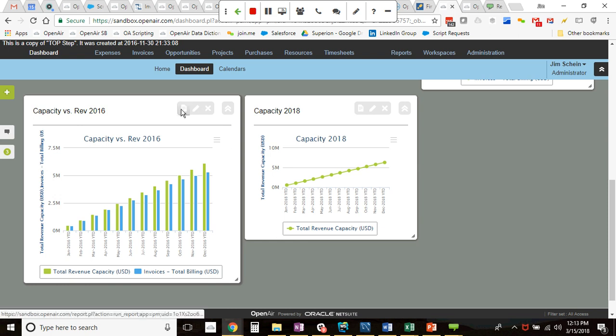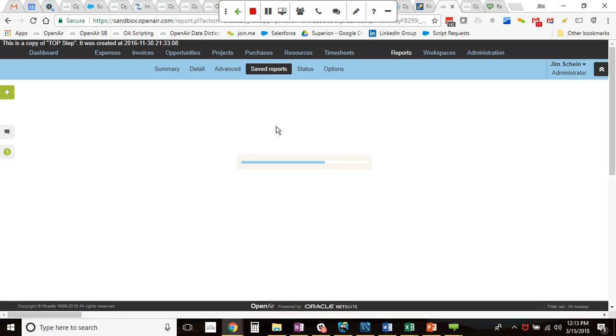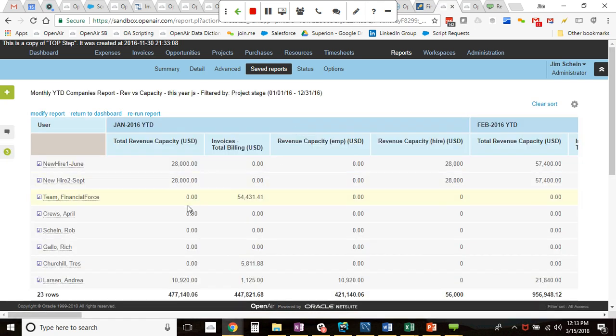And to build this report, again, we'll click on the report icon to show you the actual report. We have our total revenue capacity number and our total billing number. Well, we already looked into what that total billing number is, and it's basically just exactly that, our billings. The revenue capacity, however, let me show you that custom calculation.